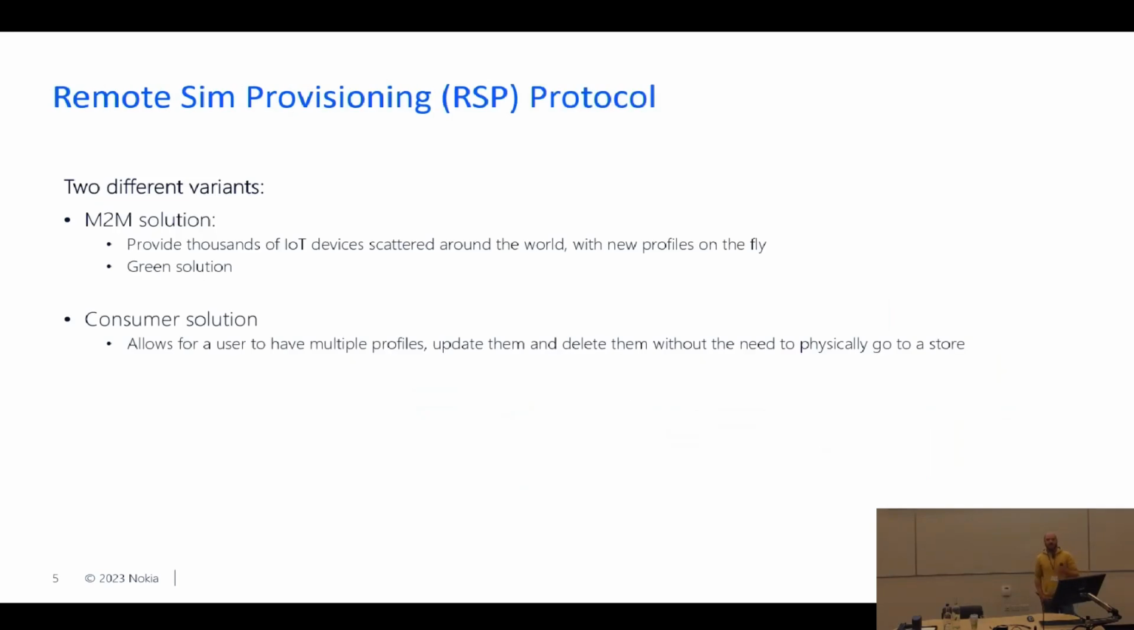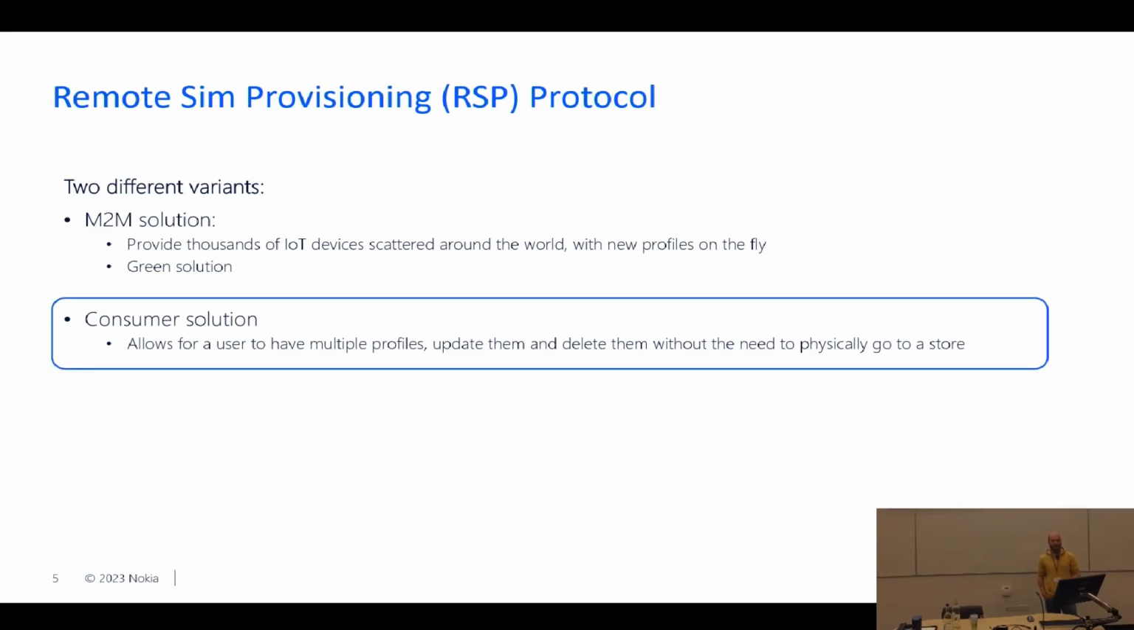The way to download profiles on an eSIM is through the remote SIM provisioning protocol. We have two different variants: the machine-to-machine solution, by which we can provide thousands, millions, and billions of IoT devices with new profiles and new subscription data on the fly. And then we have the consumer solution that just makes the life of a consumer easier by not being forced to go to a store to change subscription. In this presentation we are focusing on the consumer solution.